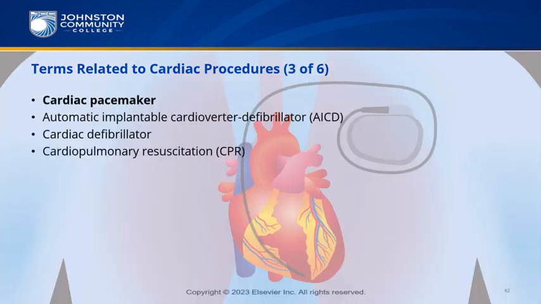Cardiac pacemakers are small, battery-operated devices that help the heart beat in a regular rhythm. They can be either internal, which means they're permanent, or external for temporary. An automatic implantable cardioverter defibrillator, an AICD, is a device that is implanted in the chest to monitor the heartbeat and correct it if needed, meaning to either speed it up or slow it down.